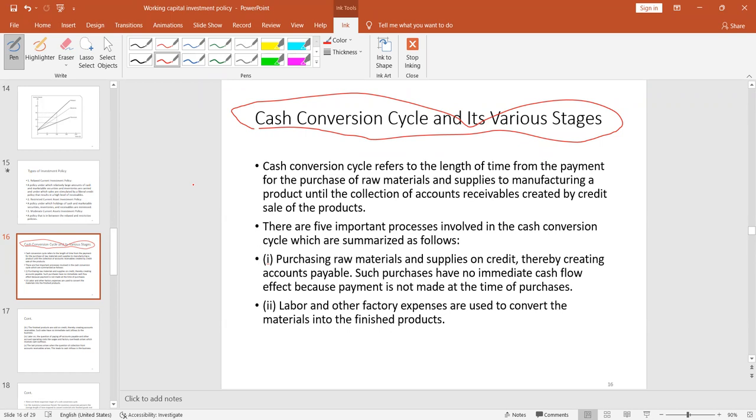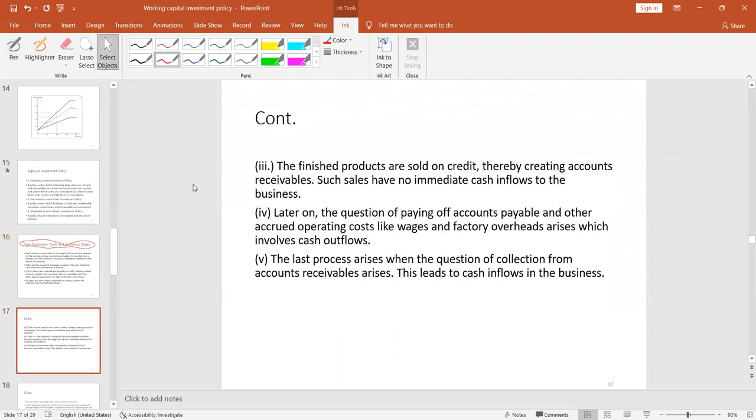So how many days you must keep in your calculation that you are purchasing on credit, you have to pay, you are selling on credit, you have to collect, and moreover, you need some time to convert all these raw materials to finished goods. If you buy today and you cannot produce goods today and sell it for cash, you need more days.